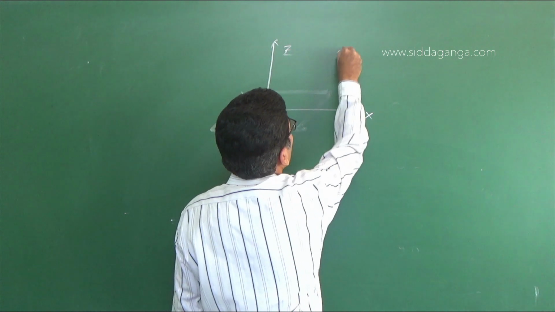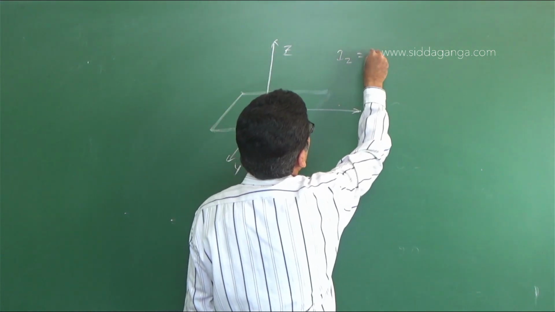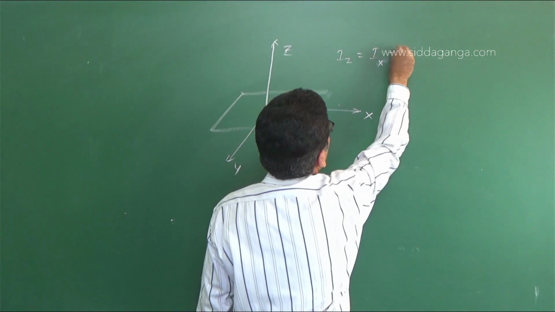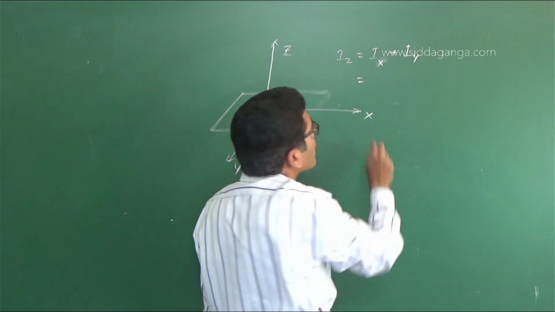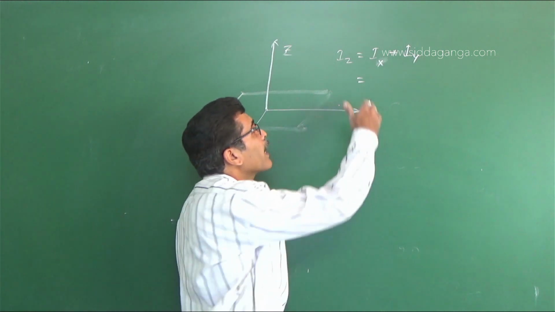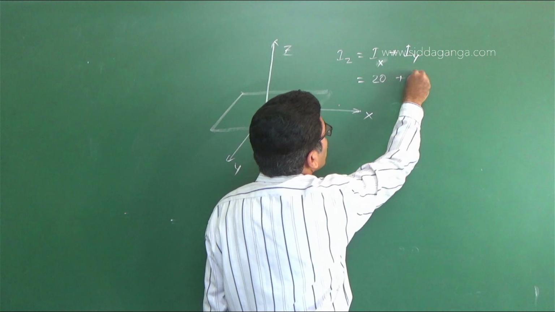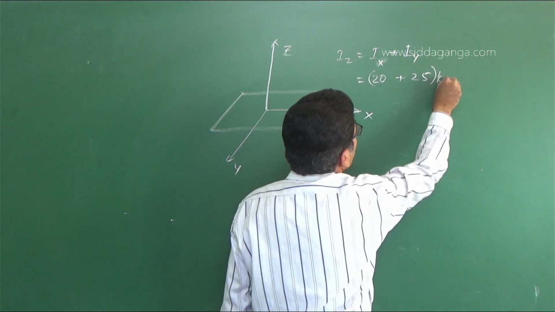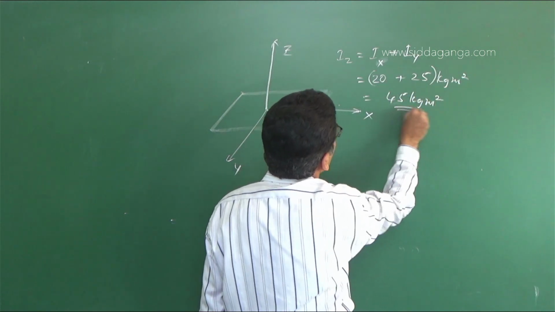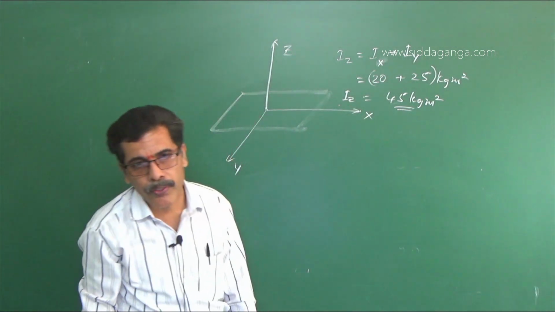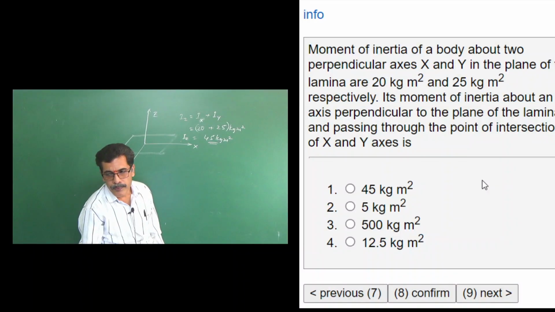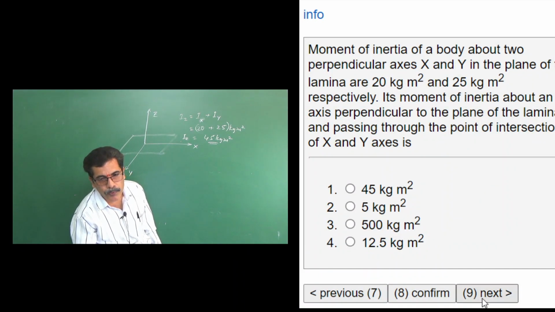You know that the moment of inertia about an axis perpendicular to the plane is equal to the sum of the moments of inertia about two axes which are mutually perpendicular, lying on the same plane. One is the x axis, 20 kg meter square, and another one, 25 kg meter square. Therefore, you are going to get 45 kg meter square. So the first option is correct. Now, we shall move on to the next question.